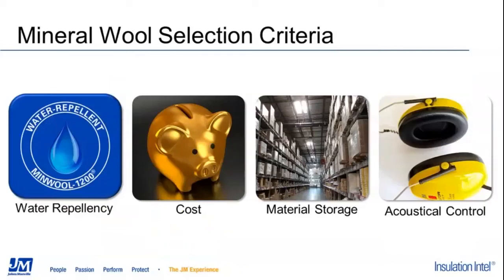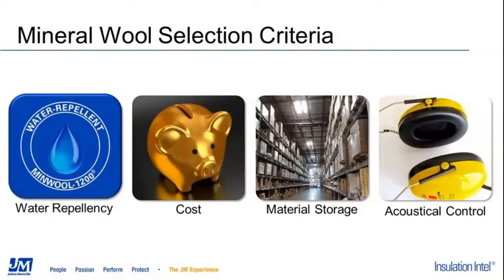As we mentioned earlier, we're seeing a lot of focus these days on water repellency. So looking at your mineral wool product and looking at the fact that within the JM mineral wool product family, our entire industrial family is now water repellent. That was effective about a month ago. Mineral wool typically is going to be your least cost solution. So that can be definitely one factor in its favor as part of your selection process.